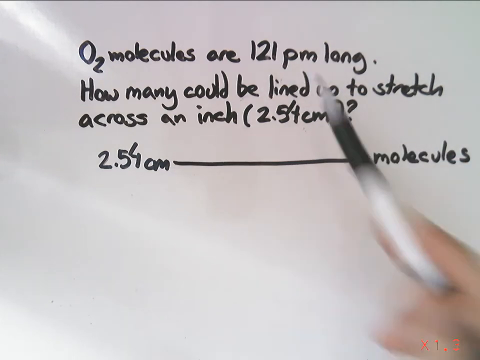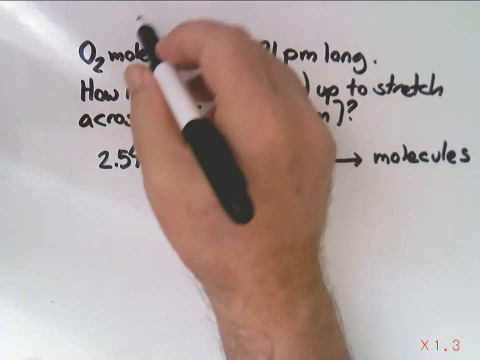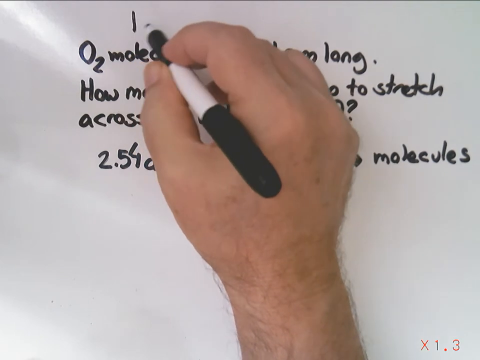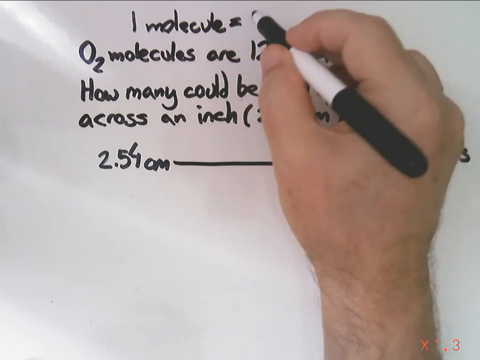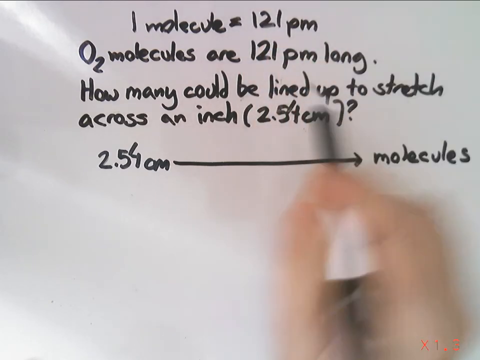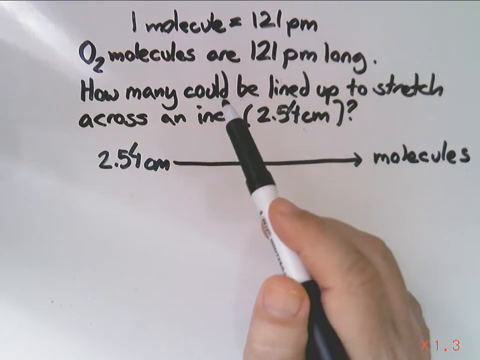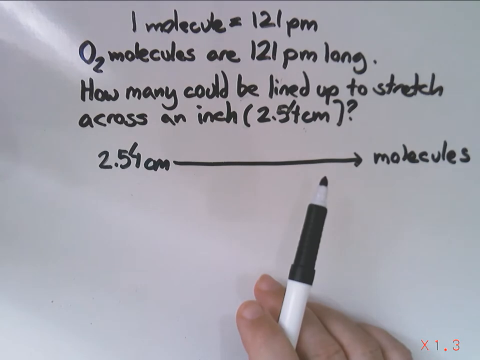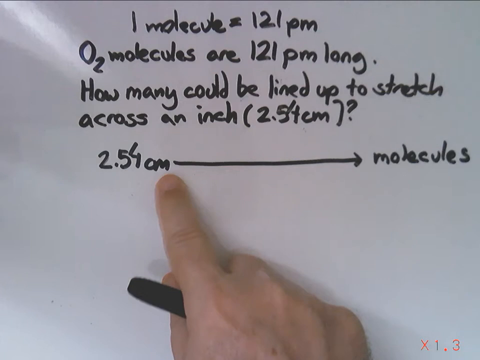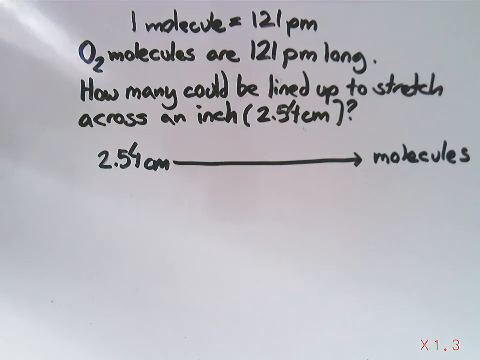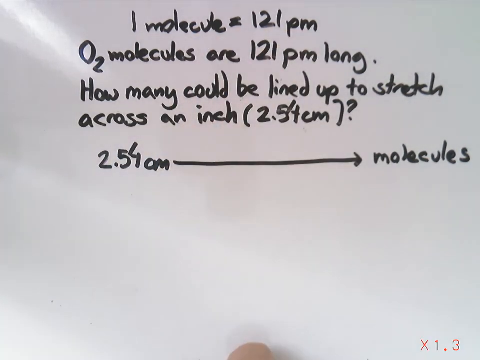Now the 121 picometers, it says oxygen molecules are 121 picometers long. Now that is really a relationship, and it means one molecule of O2 is 121 picometers. So that's really a relationship. It's going to be a conversion factor for me between molecules and picometers. It's a connection between those, and I can use that in here. So step one was pick out the target. Step two is pick out the starting point. Step three is find links that are going to tie those two together. Now, if I look at this, it ties molecules and picometers together.